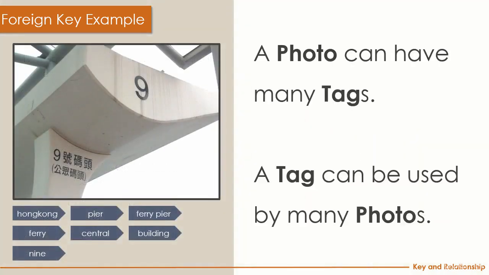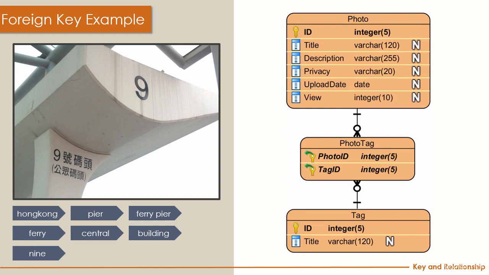A photo can have many tags, and the tags can also be tagged in many photos. In this case, we have a many-to-many relationship between photo and tag. In the database world, to do that, we need a middle table. We call this a many-to-many relationship. We need two one-to-many relationships to form the many-to-many relationship. So we have a photo, and we have a tag, and between them we have the photo tag table to make up the many-to-many relationship.